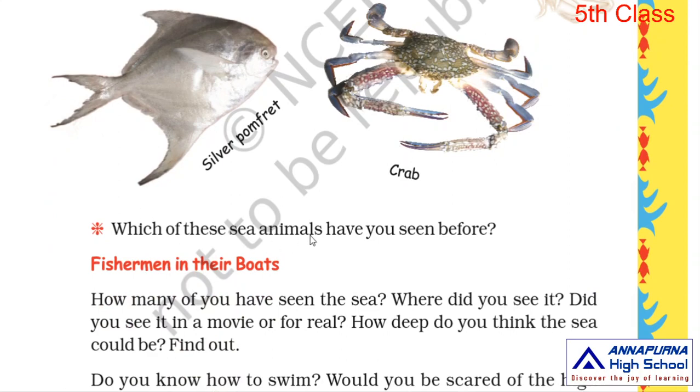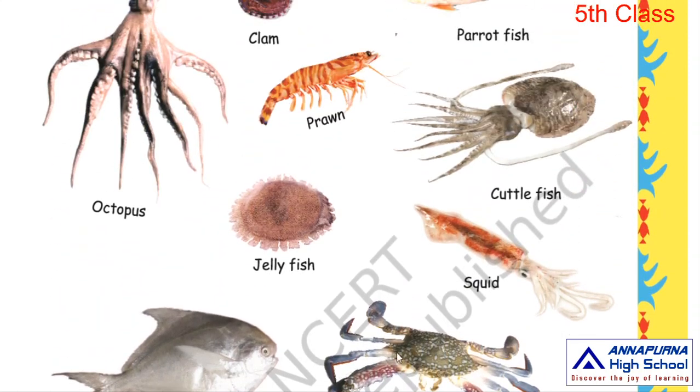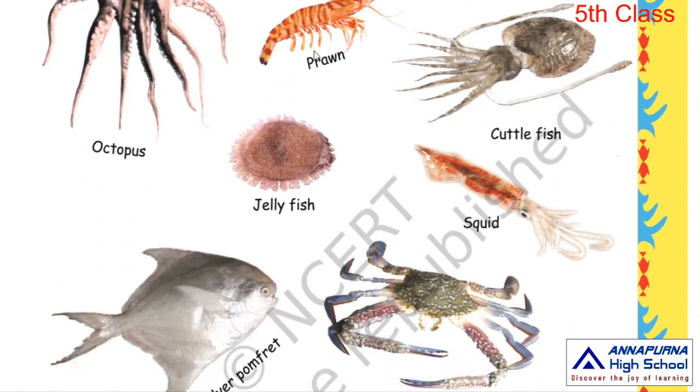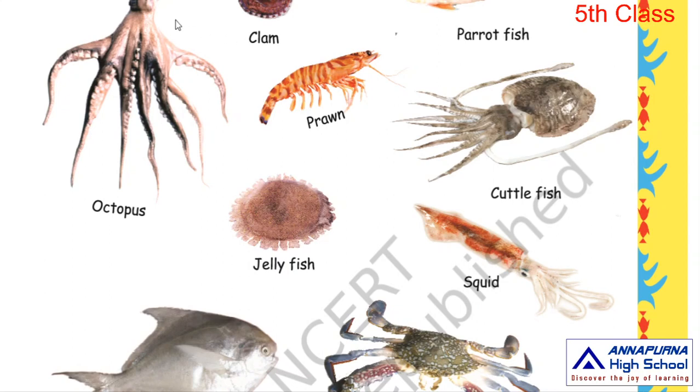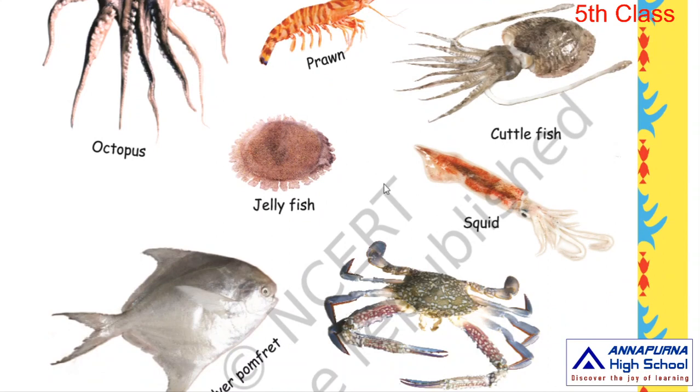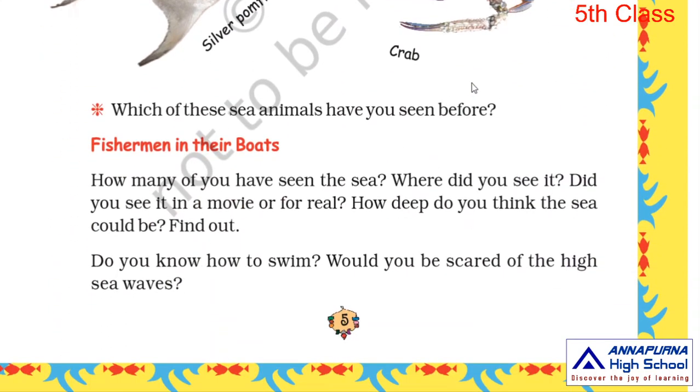Which of these sea animals have you seen before? We can generally see crab, prawn, octopus, parrotfish, and eel also. Next, fishermen in their boats. How many of you have seen the sea? Yes, I think you have seen it many times.